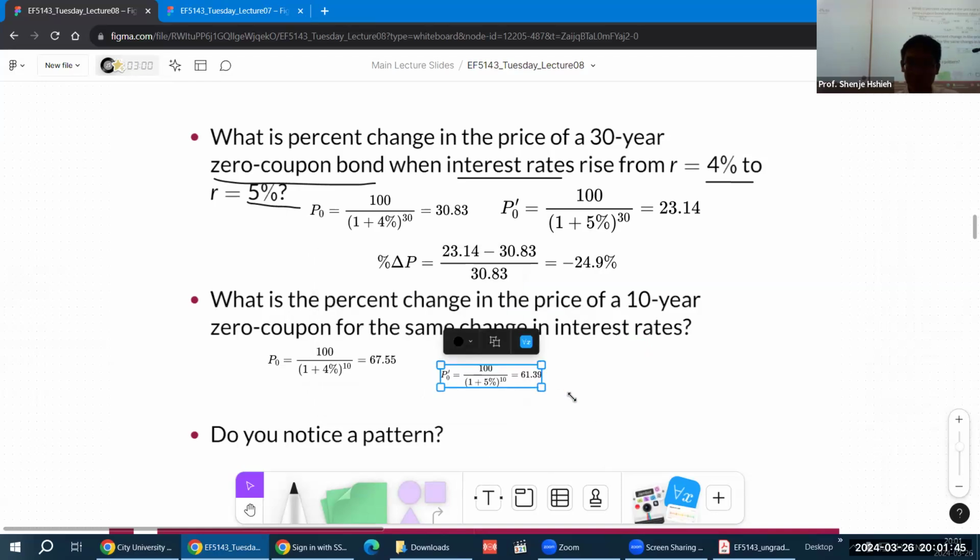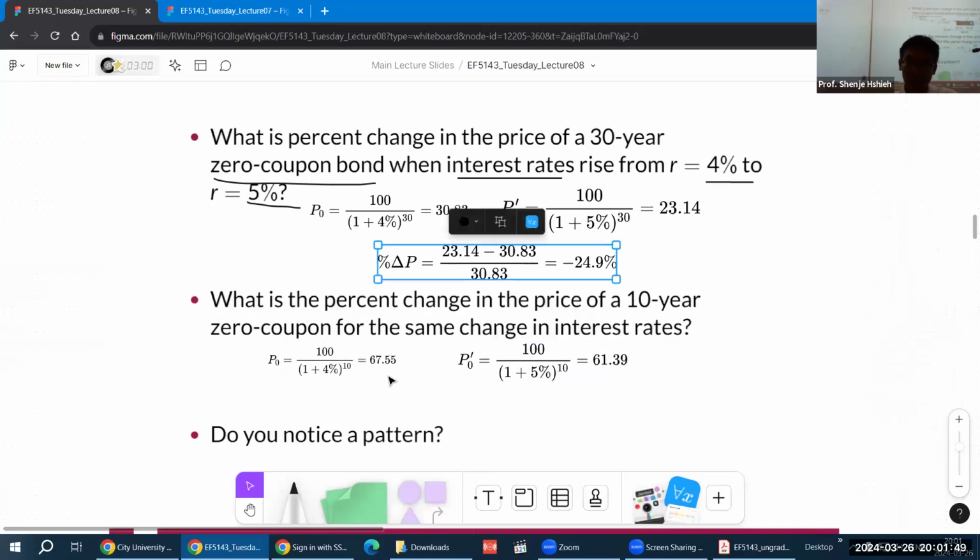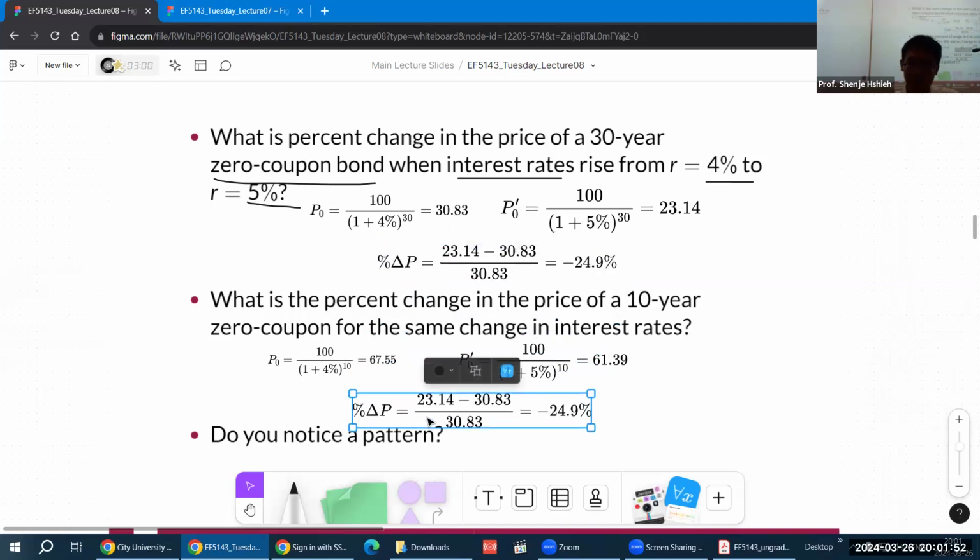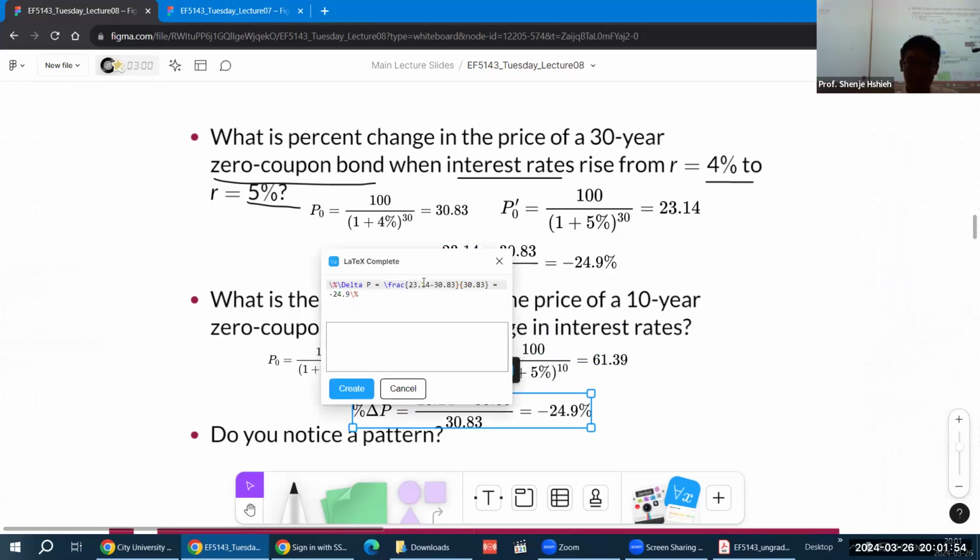And therefore the final price percent change is going to be 61.39 minus 67.5 divided by 67.5, which is going to be just minus 9%.